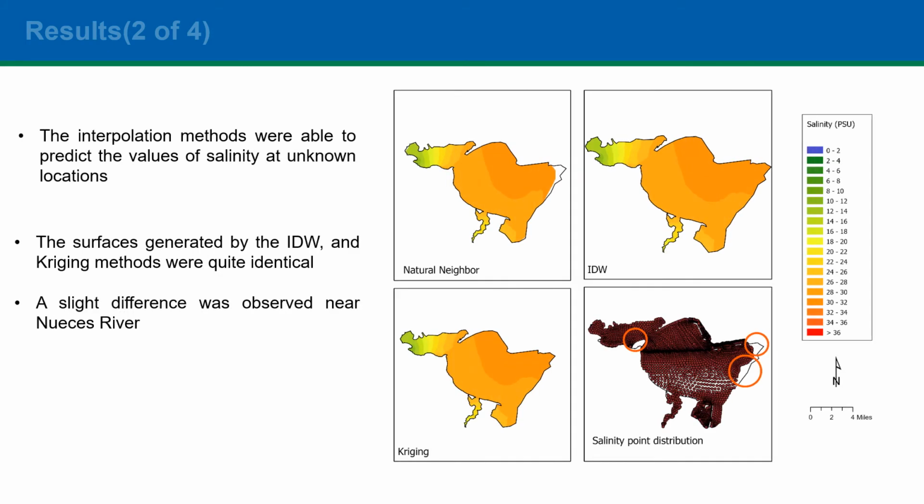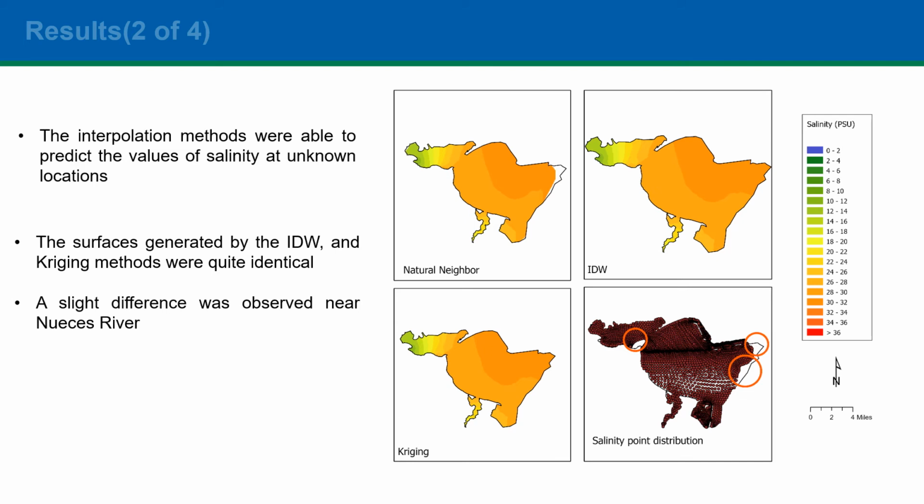As far as comparing different interpolation methods, what I found is that the interpolation methods were able to predict the salinity at unknown locations, and that the surfaces generated by using IDW and Kriging were very similar. The only difference that I noticed was near the Nueces River, but to notice that, I had to really zoom in and use the swipe tool in ArcGIS Pro. Other than that, I couldn't really see much difference between the Kriging and the IDW methods.